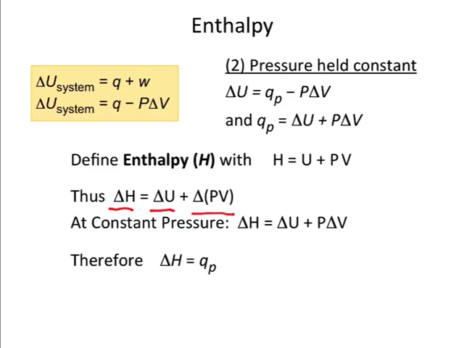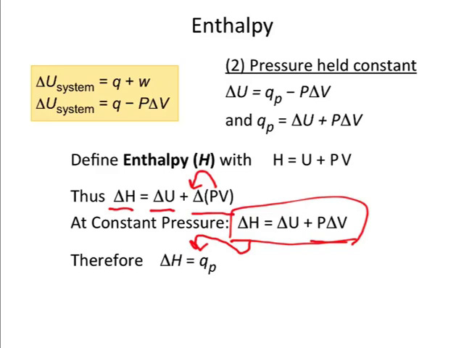Now, if you're at constant pressure, that means you can take this pressure and factor it out of the final minus initial that the delta symbolizes, and then we're left with P delta V. So at constant pressure, you can write this equation, and therefore, by defining enthalpy in this way, we can say that the change in enthalpy is equal to the heat at constant pressure.